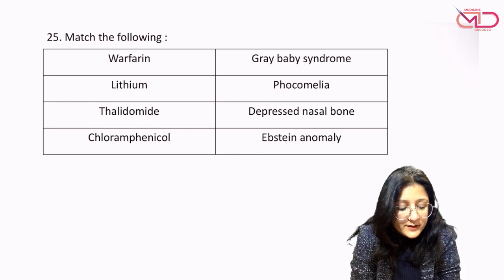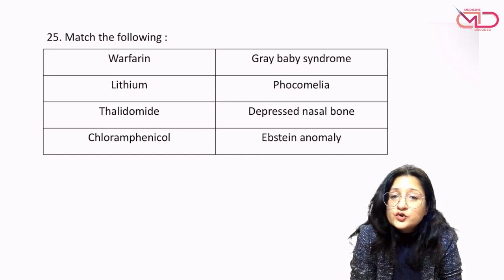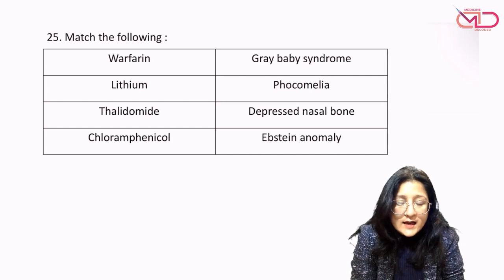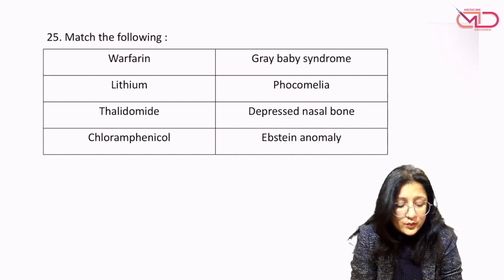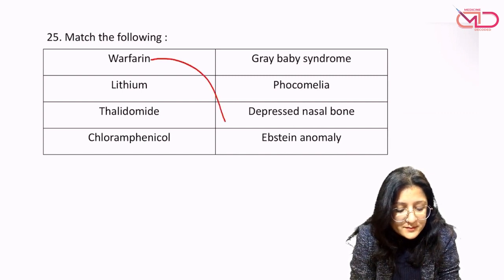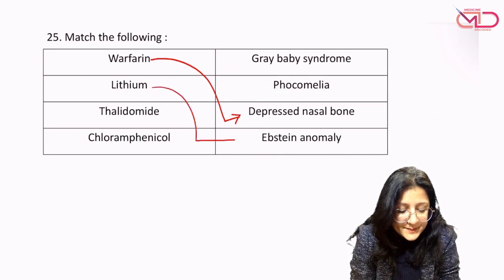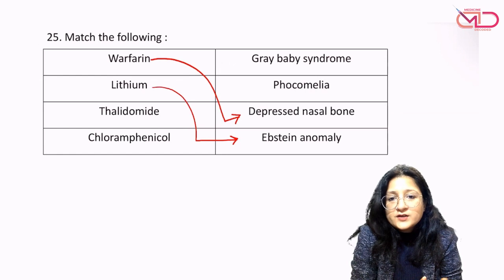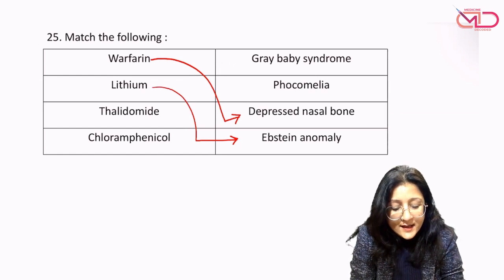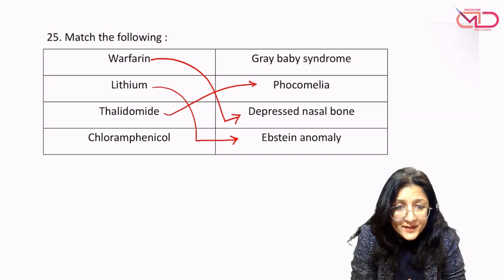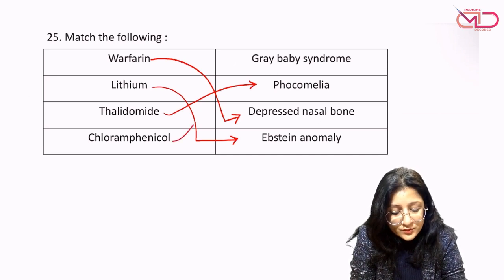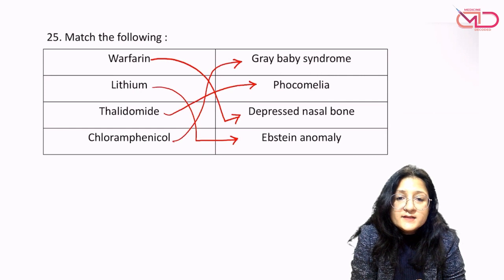Like warfarin is associated with chondrodysplasia. Okay, chondrodysplasia is a situation where there is defective ossification of the bones. So warfarin is matching with depressed nasal bone. Lithium is matching with Ebstein anomaly, which is a cardiovascular system anomaly in the fetus. We all are aware of thalidomide with the phocomelia, and chloramphenicol is associated with gray baby syndrome.